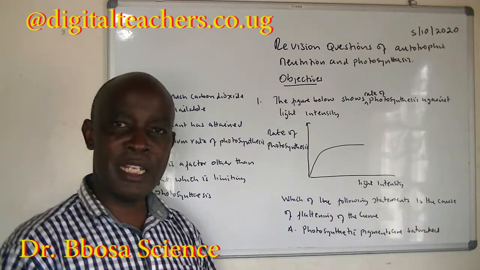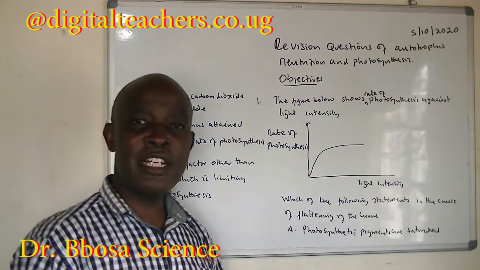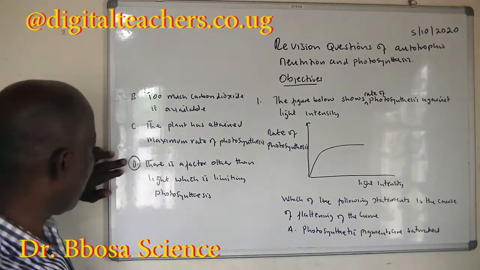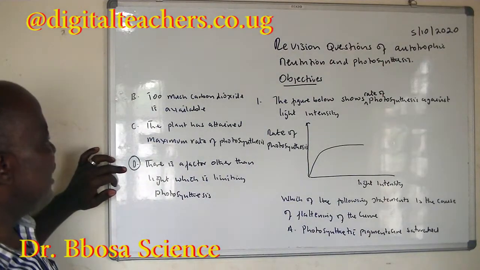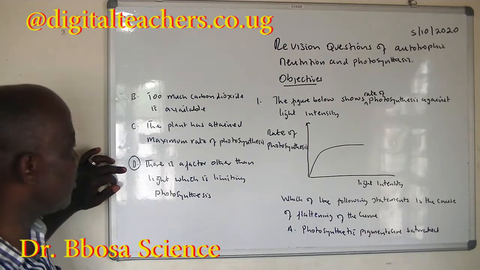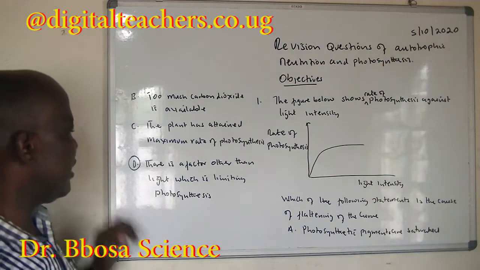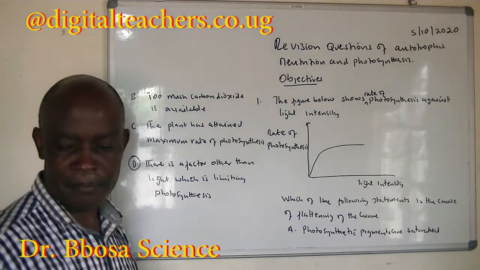Since there is more than one factor affecting the rate of photosynthesis, we can comfortably say that those other factors, which are not light, are limiting photosynthesis.